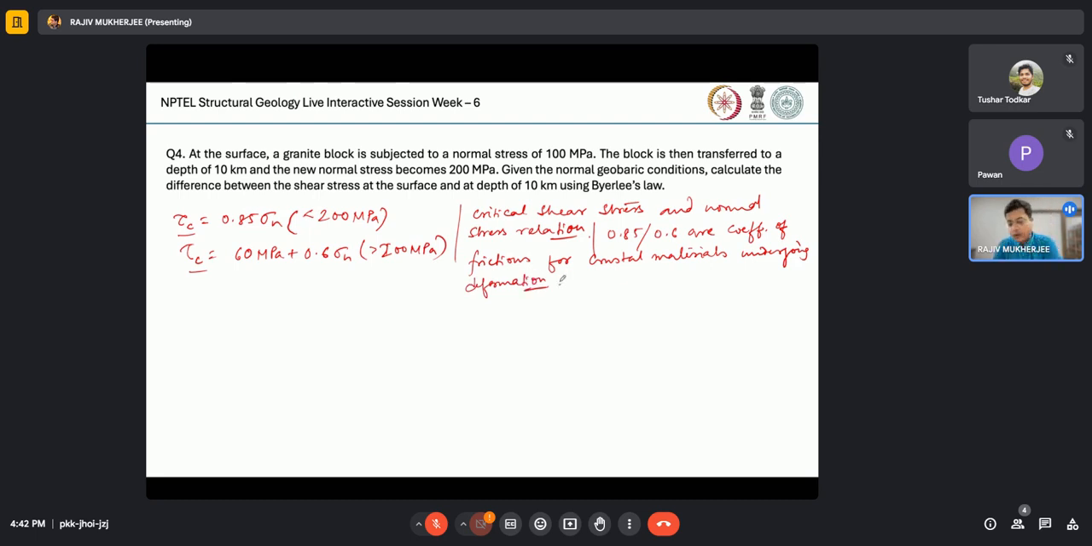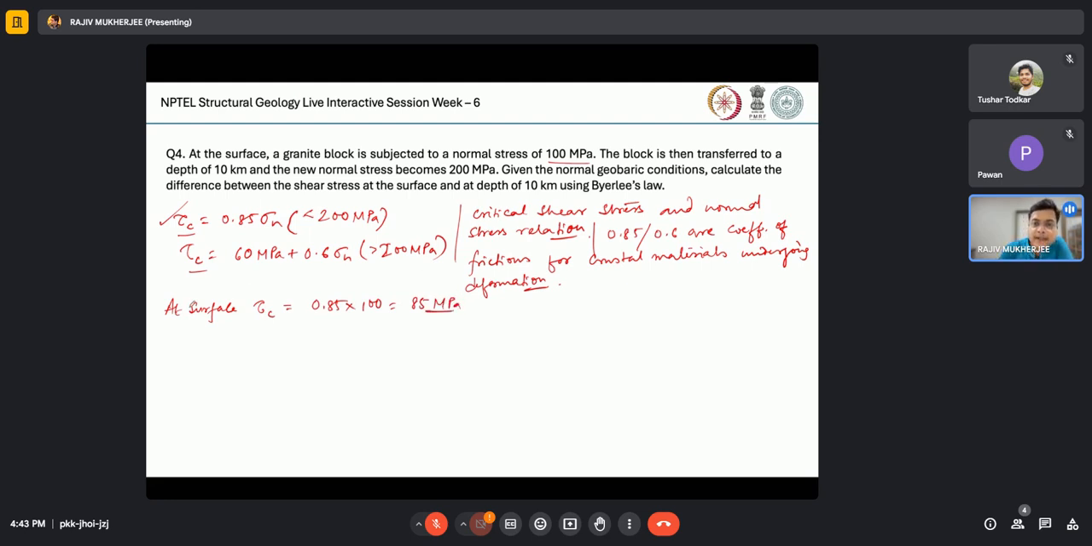So we have to apply these two laws to calculate the difference in the shear stress between the surface and the depth of 10 kilometers. First of all, we see that at the surface, the normal stress is 100 MPa. So at the surface we should apply the first law. That means tau c is equal to 0.85 sigma n. So at the surface, tau c is equal to 0.85 times 100. That means 85 megapascal.